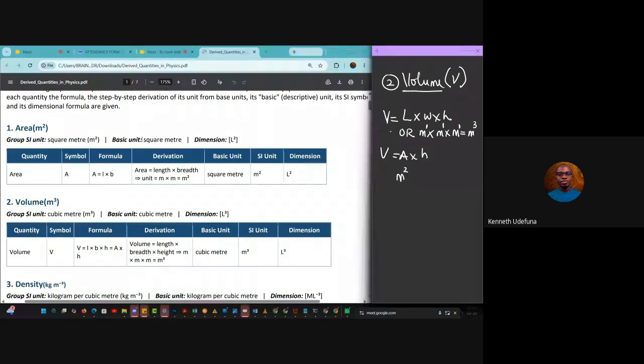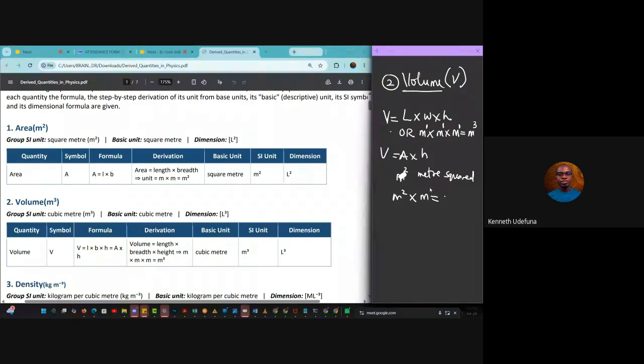Look at where I have it on top of this place. I have it as square meter, or you call it meter squared. So area is meter squared times, let me put down this here, height. The SI unit of height is what? Is meter. So if you combine this, what are we going to have as the outcome?